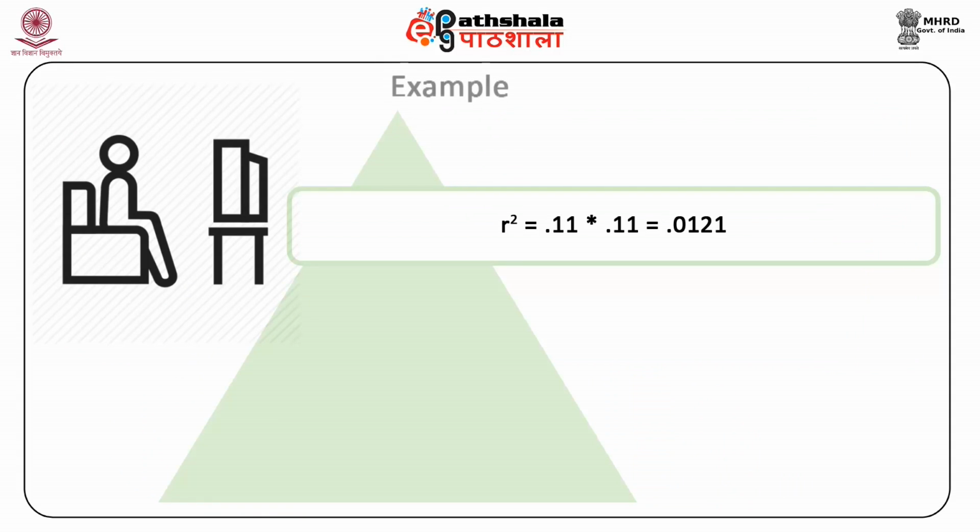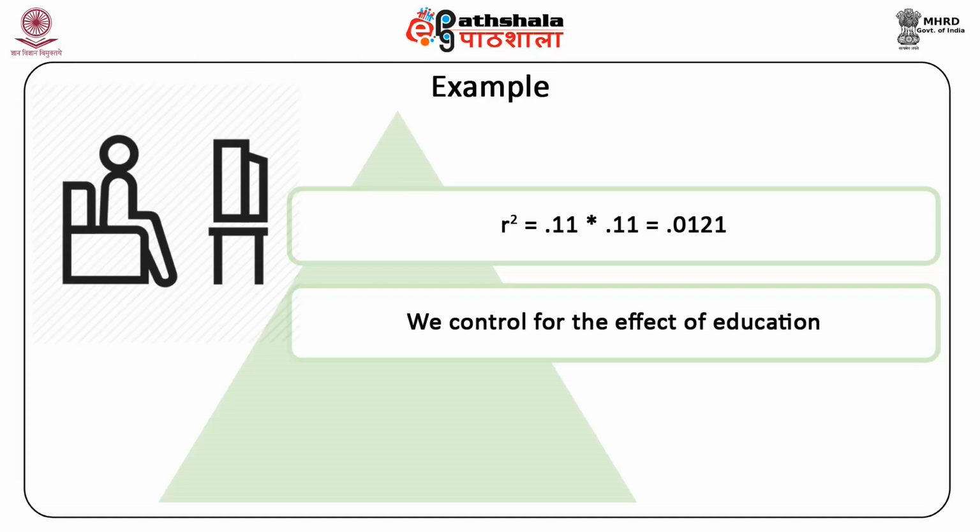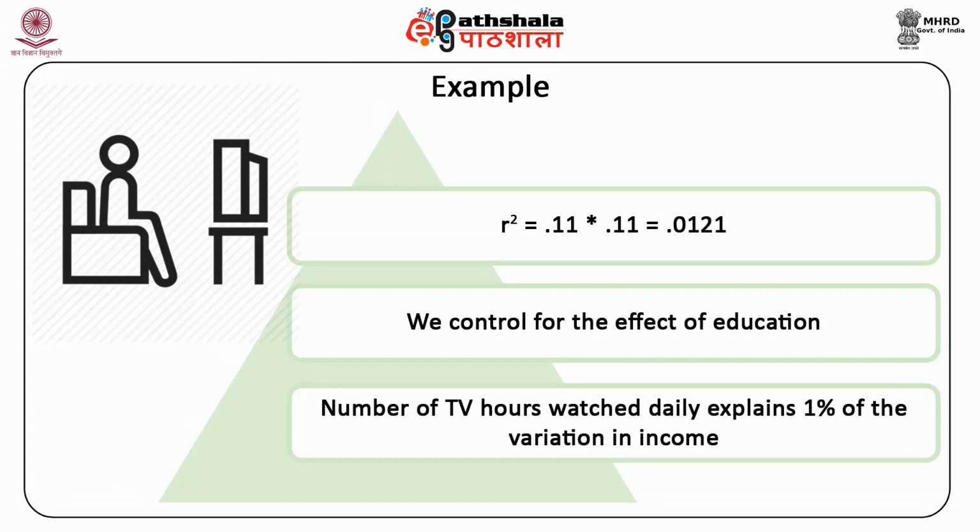R square is equal to 0.11 multiplied by 0.11, which is equal to 0.0121. Thus, when we control for the effect of education, the number of TV hours watched daily explains 1% of the variation in income. Or, when controlling for the effect of education, income explains 1% of the variation in the number of TV hours watched daily.